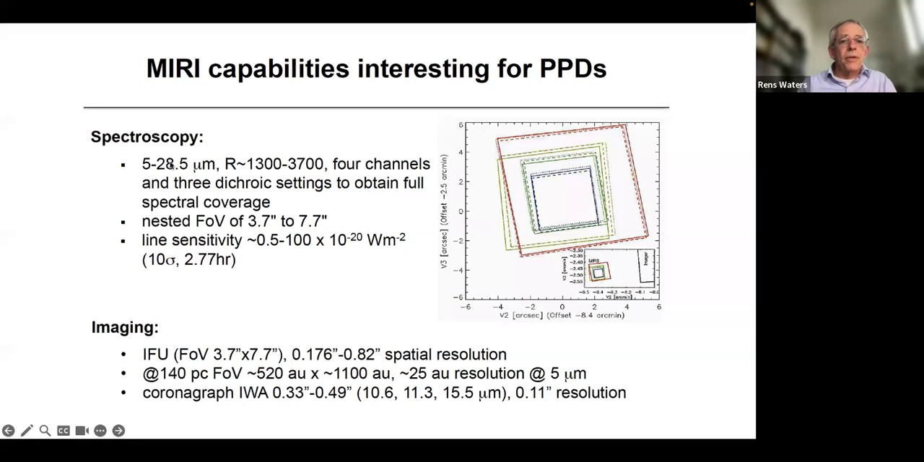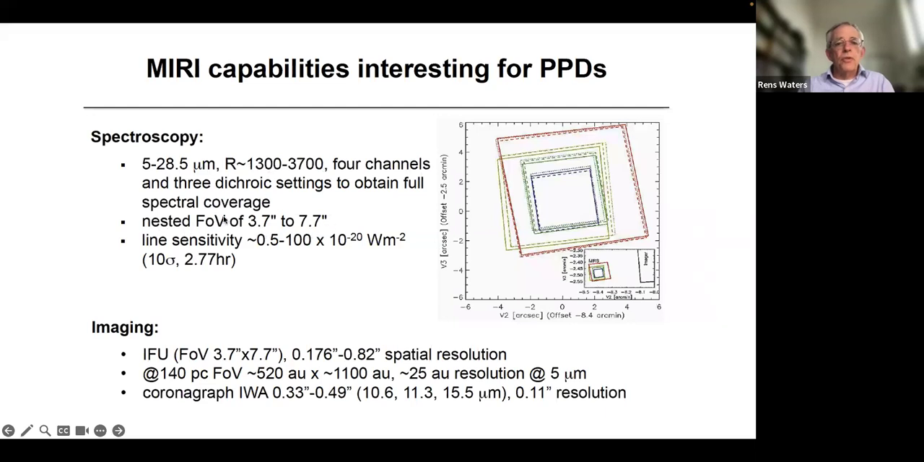So the spectroscopic capabilities are in this range. We have a spectral resolution between 1300 and 3700. To give you an idea, that spectrum resolves gas, which is typically a few tens or 50-ish kilometers per second. So we cannot spectroscopically resolve things in the outer disk that are cold, typically at 1 kilometer per second, but we can certainly begin to spectrally resolve lines in the inner disk where they are typically 50 or so kilometers per second.